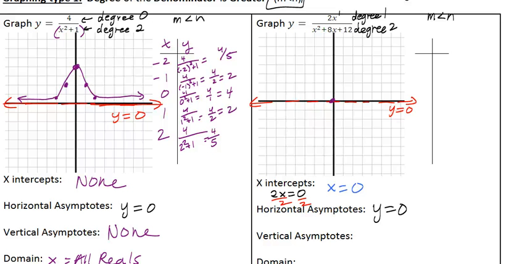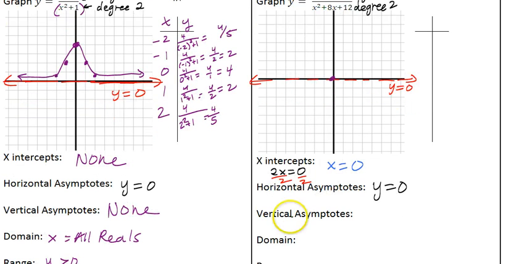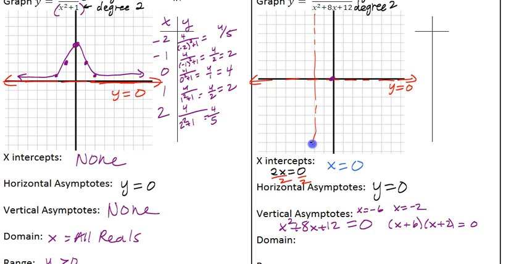So to find my vertical asymptotes, my bottom is x squared plus 8x plus 12. So I'm going to set that equal to 0, and now I'm going to find the zeros of that. So in your mind, you're thinking factoring. And then I'm going to solve it. So x equals -6 and x equals -2 are the two solutions. Those are where my two vertical asymptotes are going to go. So there I go, x equals -2. And here I go, x equals -6.